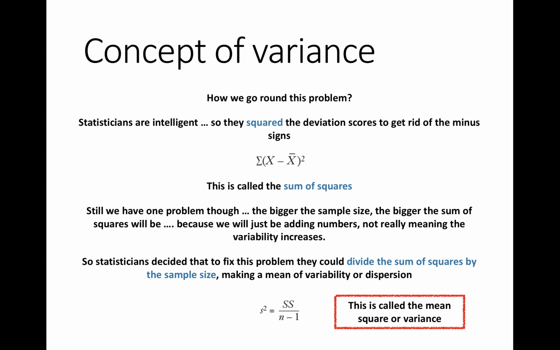So statisticians decided that to fix this problem, they could divide the sum of squares by the sample size, making a mean of variability or dispersion. This division of the sum of squares by the sample size is what's called the mean squares, which is also called the variance. And this is the formula: the sum of squares divided by the sample size.